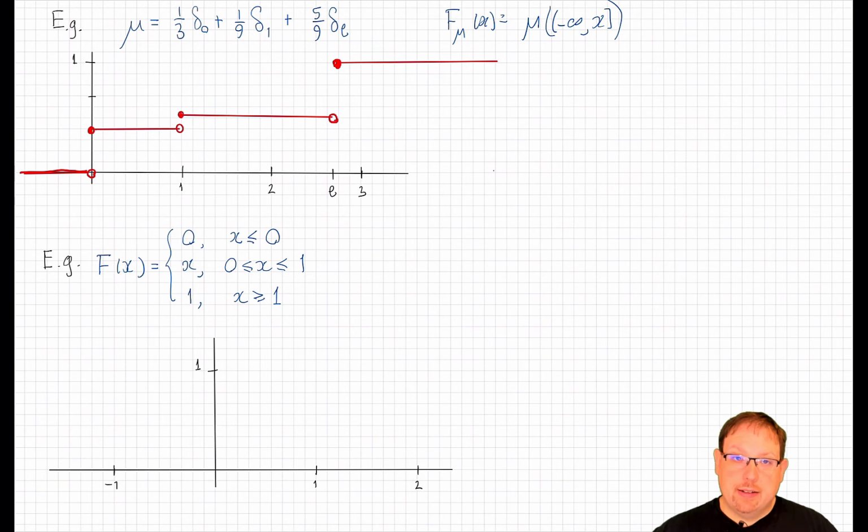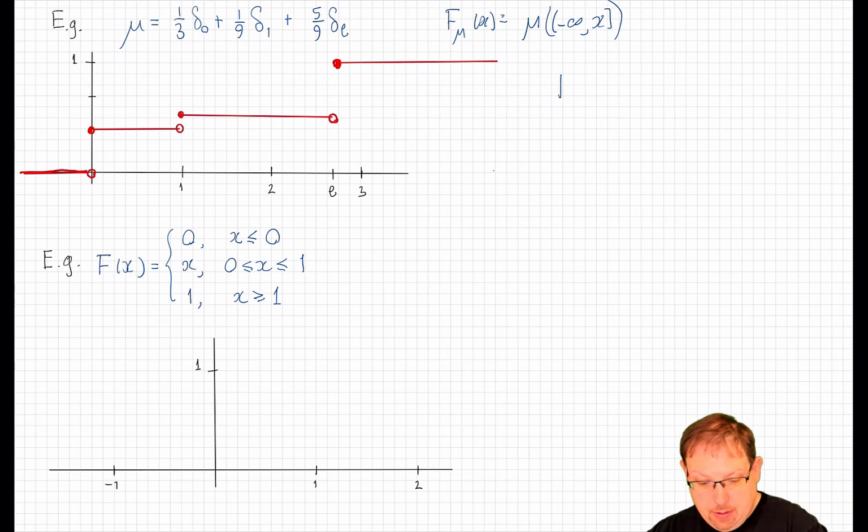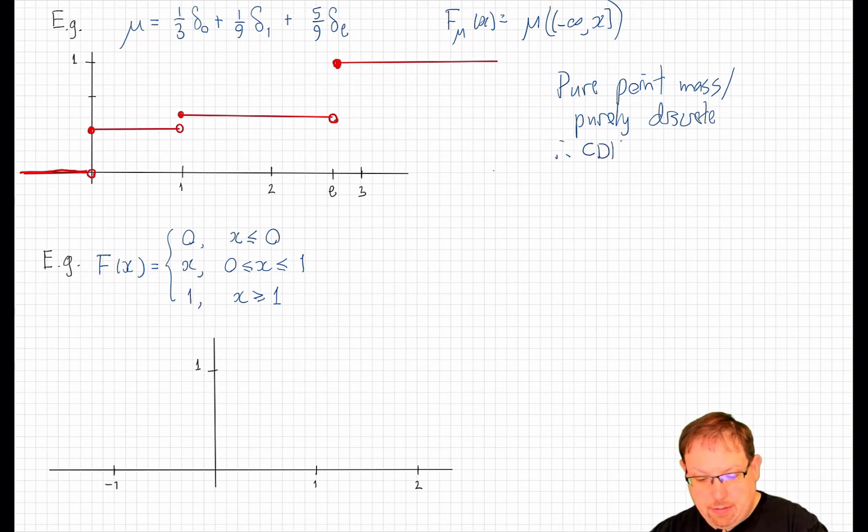And so that is what the CDF of this measure looks like. This is a pure point mass probability measure, or purely discrete. And therefore, as we see, its CDF is a non-decreasing, right continuous step function.